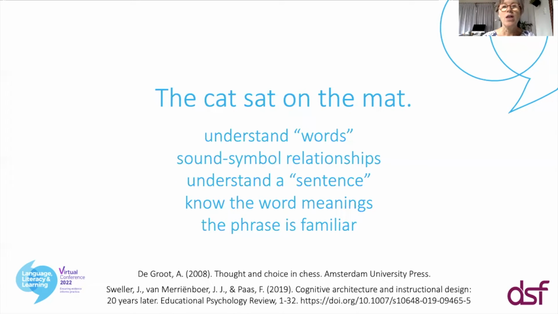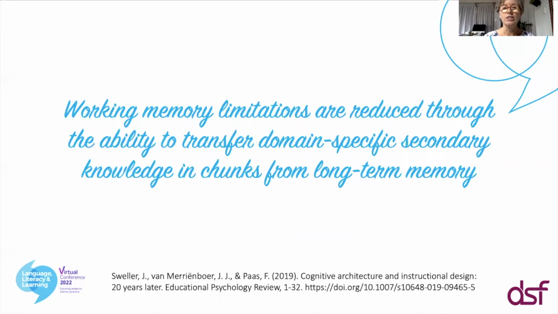Well, we can remember the whole of that sentence as a chunk because we understand what words are, we know the sound symbol relationships of the letters, we understand what a sentence is. We know the meanings of the words cat, sat, and mat, and the phrase is familiar to us. So why is this the case? Well, working memory limitations are reduced through the ability to transfer domain-specific secondary knowledge in chunks from long-term memory into our working memory. So when we have knowledge secure in long-term memory, it means that there's space in our limited working memory for processing information.